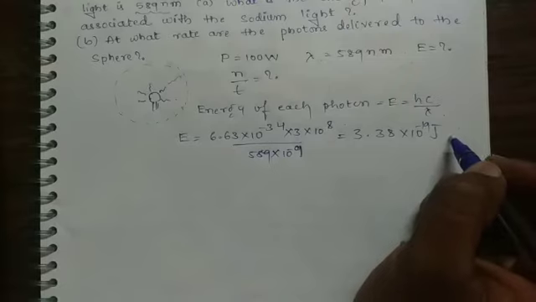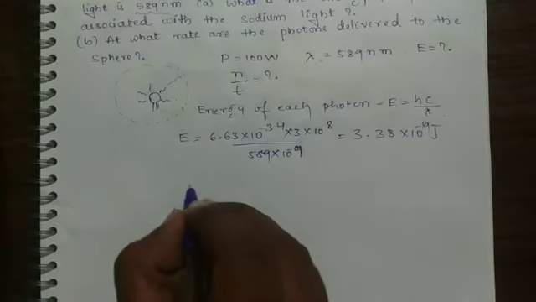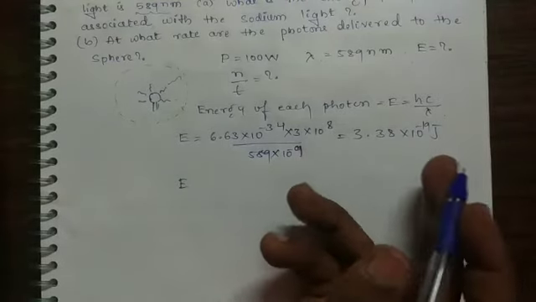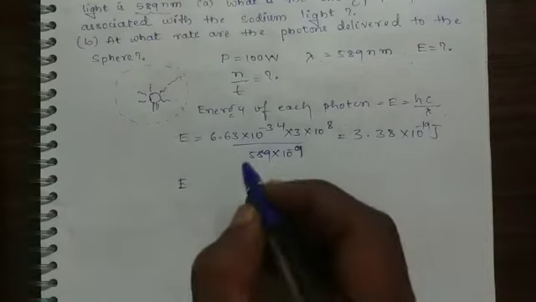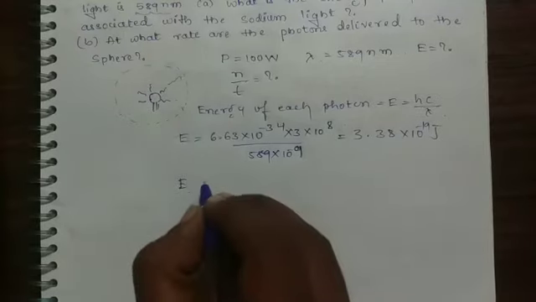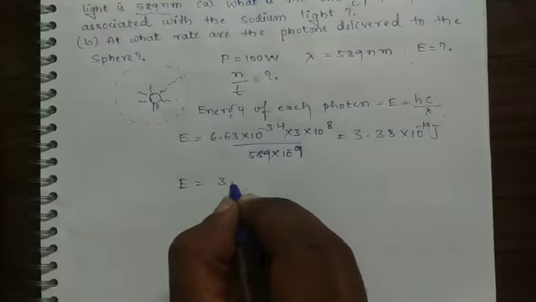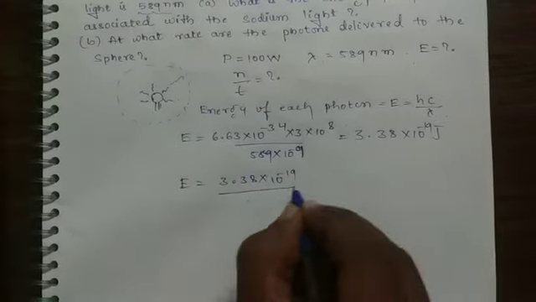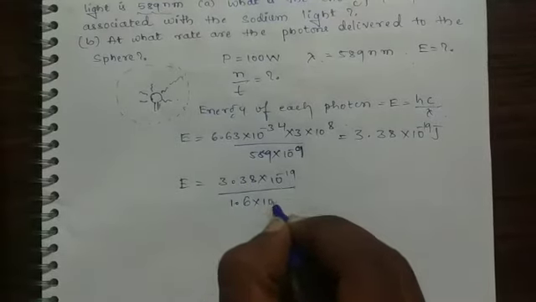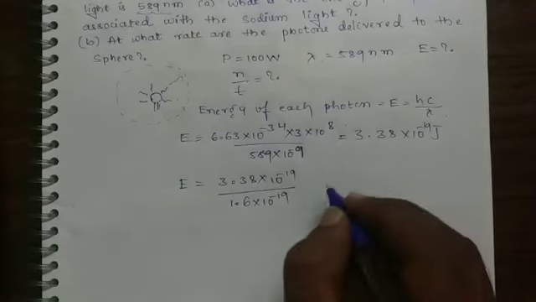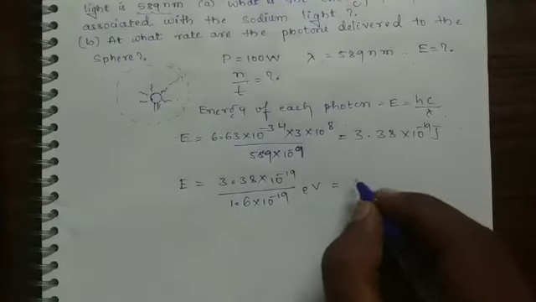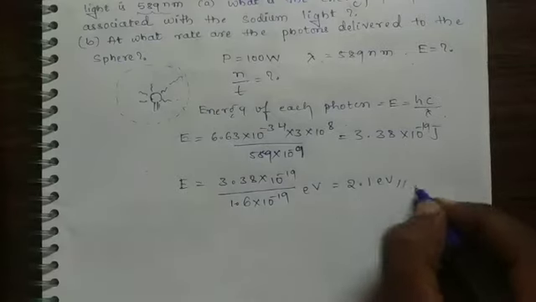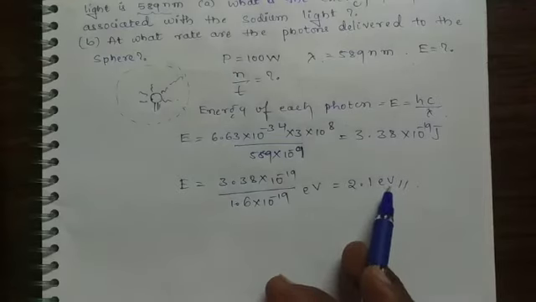So this energy value is in joule. So this one is converted to electron volt. It means dividing this value by 1.6 into 10 power minus 19. Why? Because we want the answer in electron volt. It means 3.38 into 10 power minus 19 joule divided by 1.6 into 10 power minus 19. So its value is 2.1 electron volt. Okay, so the E value we get is 2.1 electron volt.